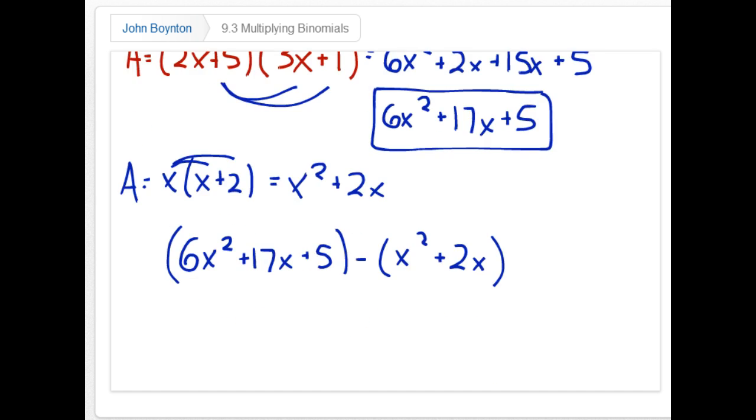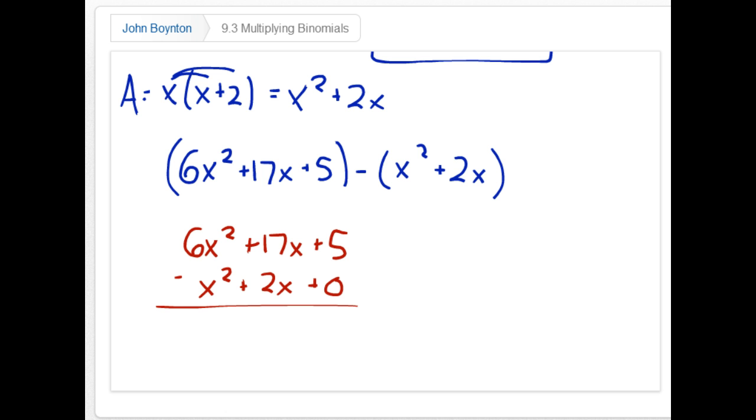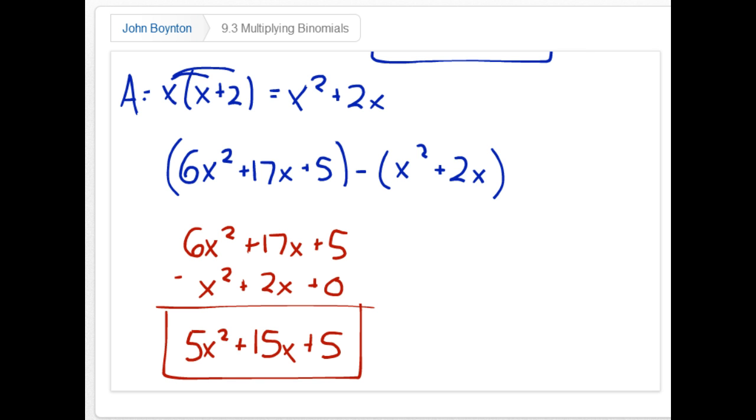So you can do this any way you want. Remember, there's several ways I showed you. One of them is lining them up. So let's try that. So I've got 6x squared plus 17x plus 5. And then I'm going to line up my like terms. I'll put a plus 0 because there's nothing there. And we're going to subtract. So 6x squared minus x squared makes 5x squared. 17 minus 2 makes 15x. And 5 minus 0 makes 5. So there you go. That's how you do a problem like that. You find the two areas, and you find the difference between them.